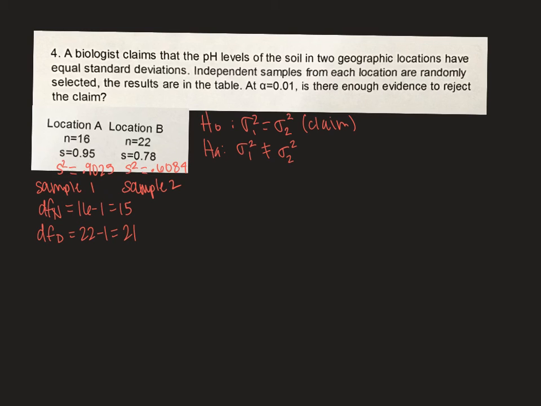It's an equal to, not equal to, which means it is two-tailed. So I have to cut alpha in half. So instead of 0.01, I'm using 0.005. So my critical value, I'm going to go to the 0.005 table. I'm going to go over to 15 and down to 21, which is going to give me 3.43.